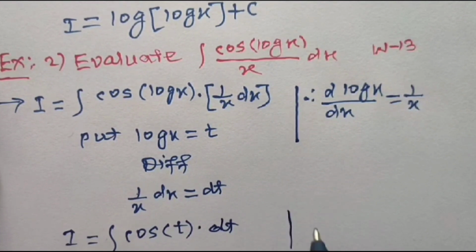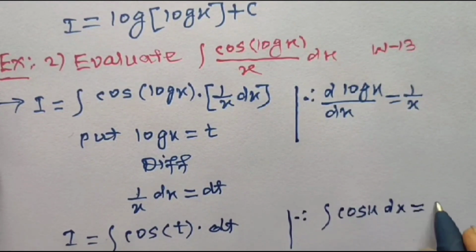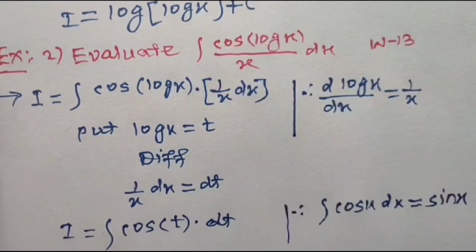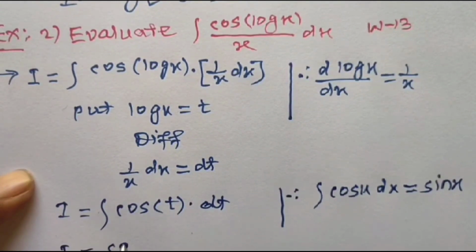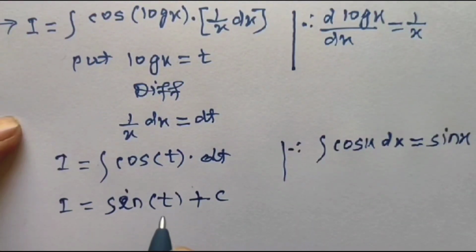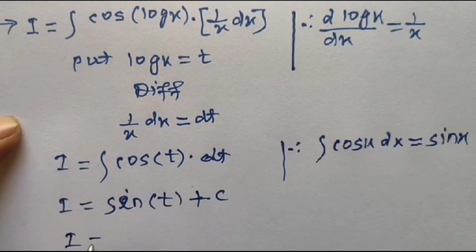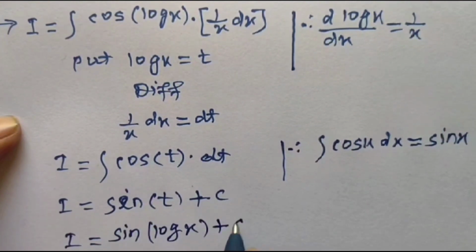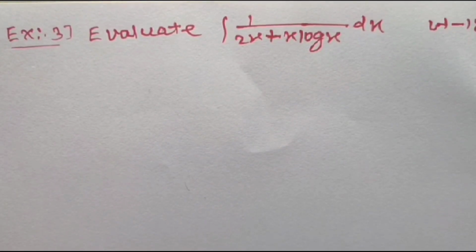And then you know the integral formula, integral of cos x integral with respect to x is sin x. We have to apply this formula here. So I is equal to sin of t plus integral constant c. Now you can replace this t by log x. Hence I is equal to sin of log x plus integral constant c. This is the answer.